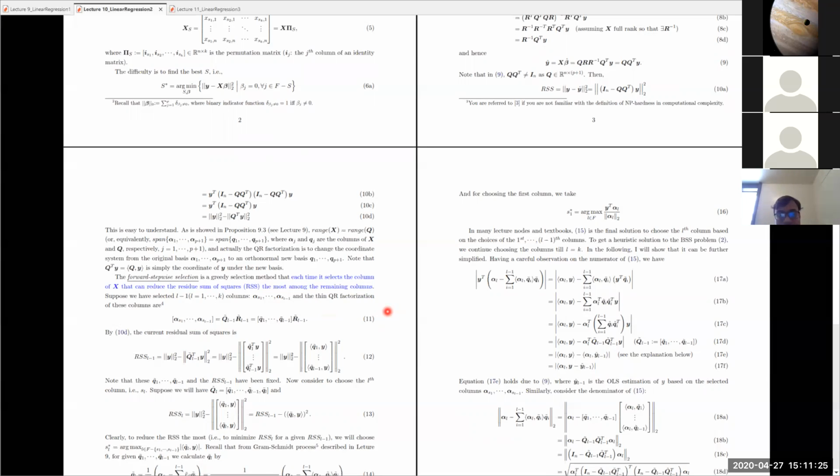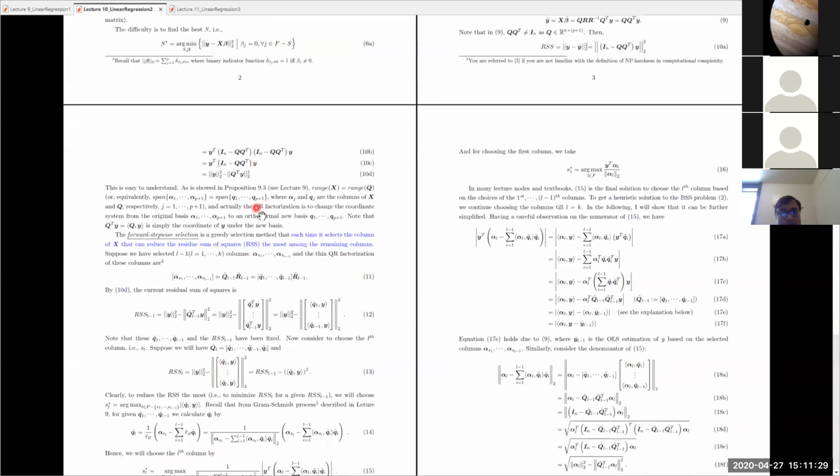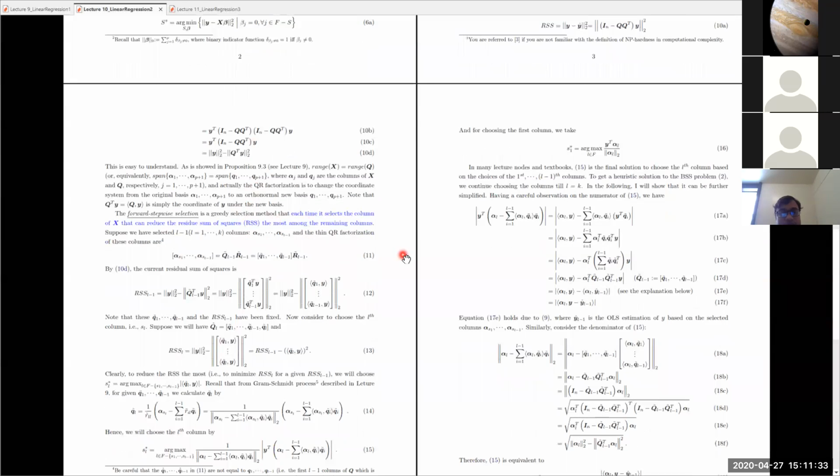And it's very fast. You can see it's really fast. And in terms of principle, it's greedy. Why greedy? Suppose I have already selected L columns. Then for the remaining columns, I'm going to select the one which can reduce the RSS the most. You know what I mean? That's why it's a very clear greedy selection method.